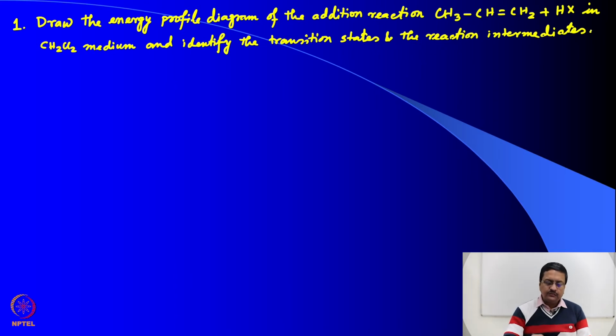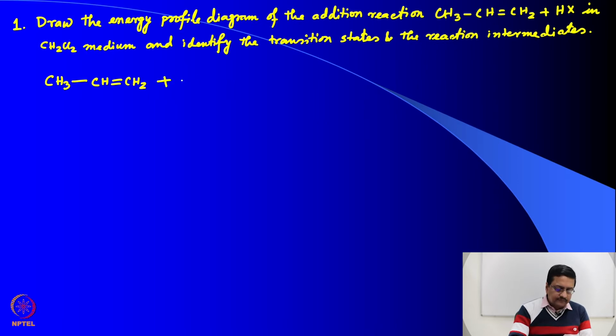So, what should be the answer of this question? First thing is we need to write down the products of this reaction in a stepwise manner. So, this is our substrate. We are adding HX to it in dichloromethane medium as solvent.